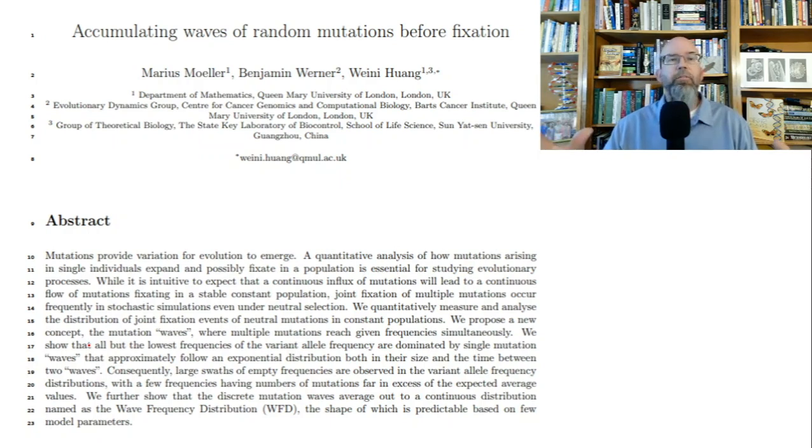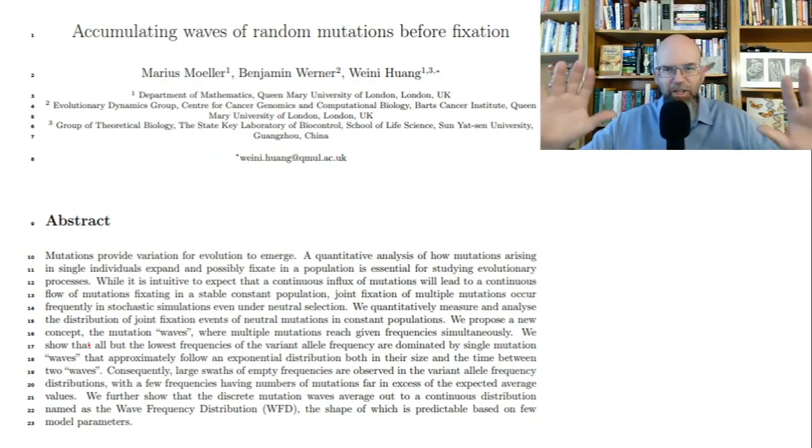So I'm going to start with this one, because this is actually in the preprint server. So this isn't even a peer-reviewed article yet. It's waiting to be peer-reviewed. But I'm going to use it nonetheless. Accumulating waves of random mutations before fixation. Okay, we don't need to know exactly what this paper is about. It's a very complex, incredibly mathematically oriented modeling paper, right? I'm not going to show you the rest of the paper because it's just mathematical formulas.